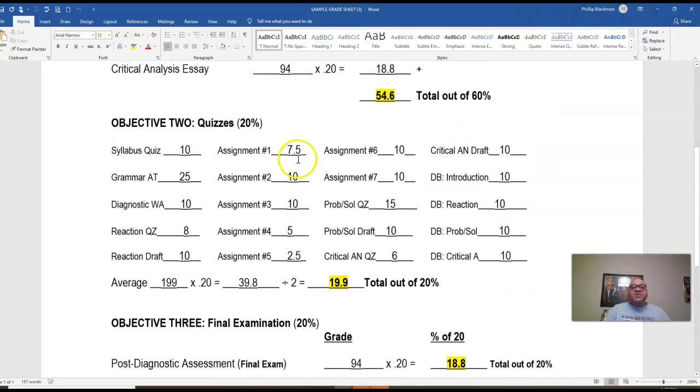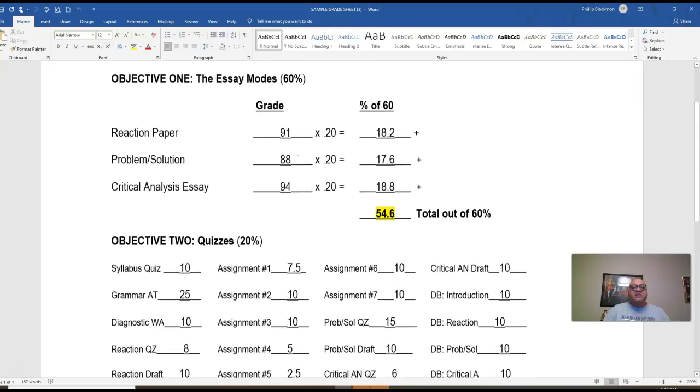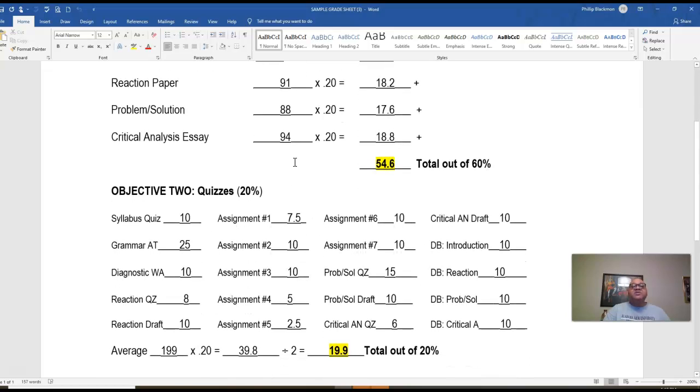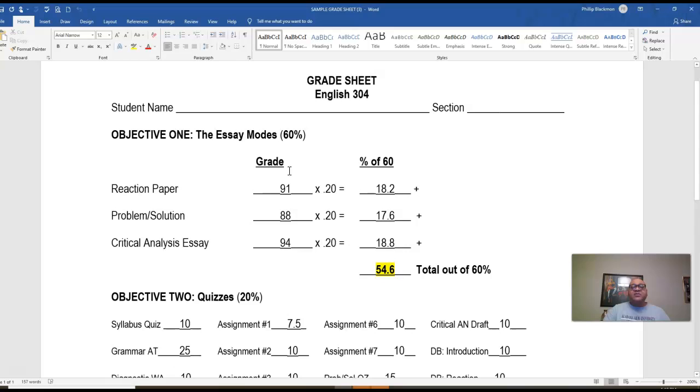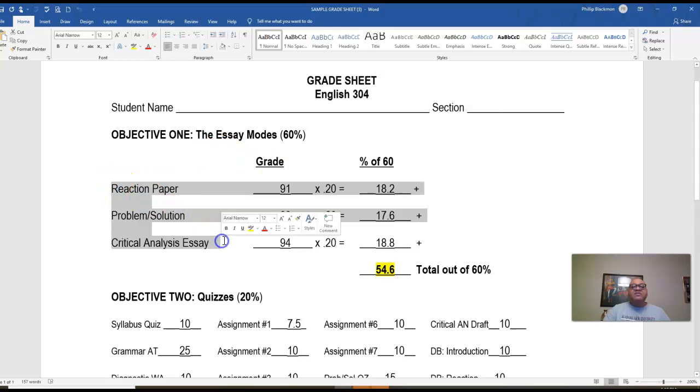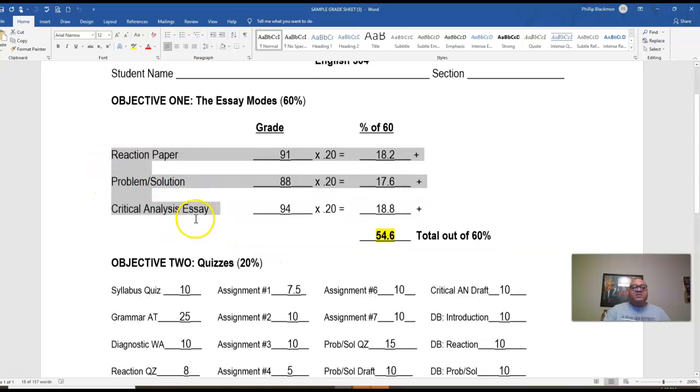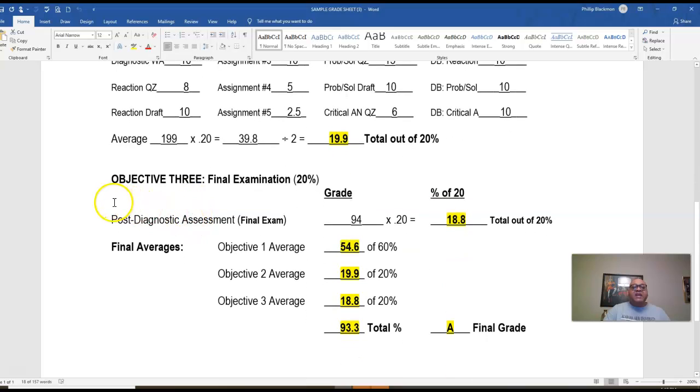Some of you have not turned in assignments. Make sure that you turn in assignments. Grades are due tomorrow morning at 8 o'clock. I think I gave you a deadline until 5 o'clock. Those of you who are missing, like I said, you have to submit these assignments: the reaction paper, problem solution, critical analysis, and you have to submit the final examination.